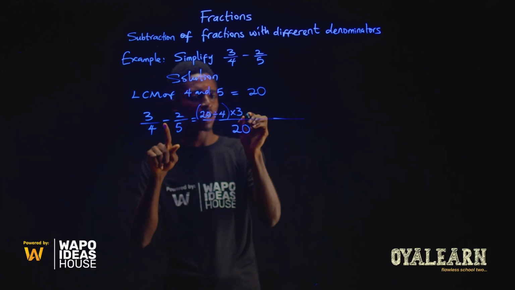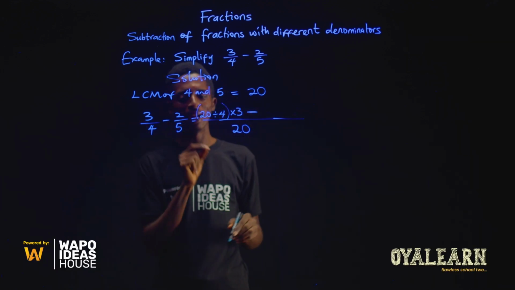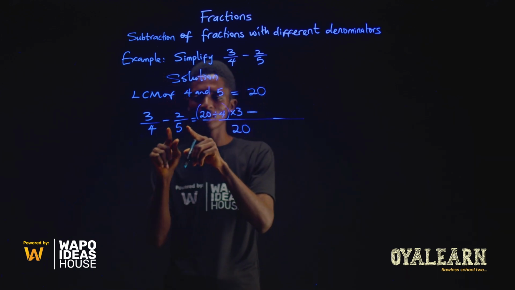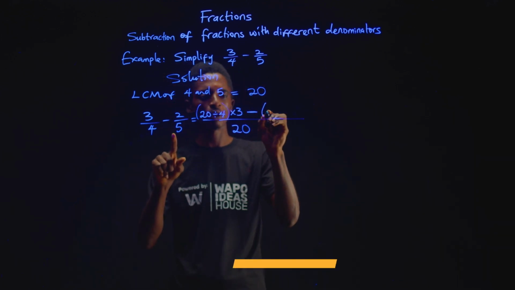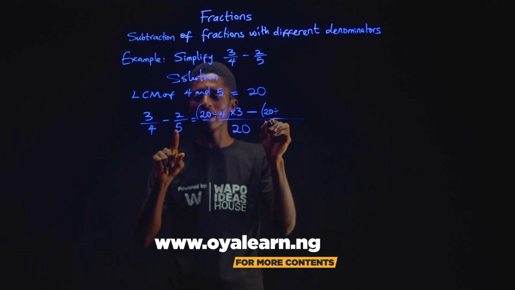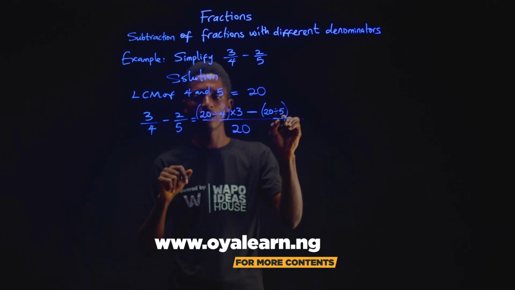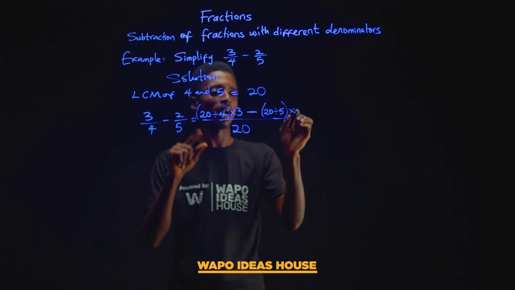Now the sign we have here is what? Subtraction. So we put the minus. And then we repeat the same thing for fraction 2. That is, we are going to have 20 divided by the denominator, which is 5. And then we multiply the result by 2.